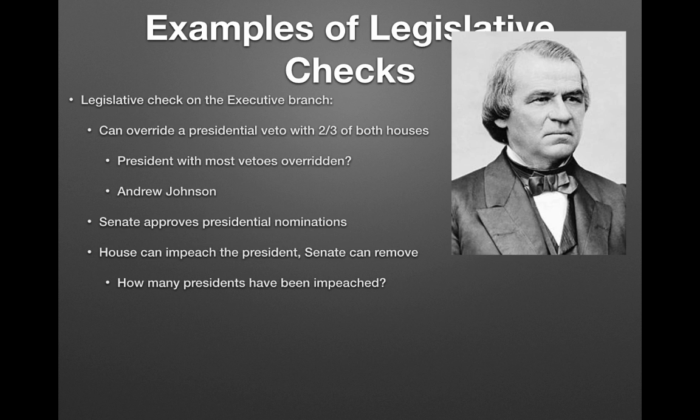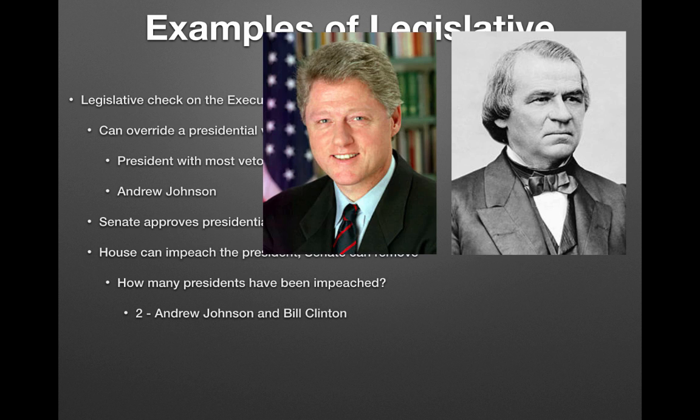So how many presidents have been impeached? Don't say Nixon. He resigned. He was not impeached. 2. Do you remember who they are? One's already up there, Andrew Johnson, and the other is William Jefferson Clinton. So both of them have been impeached. Have either of them been removed? No. All right, so legislative check on the judicial branch.